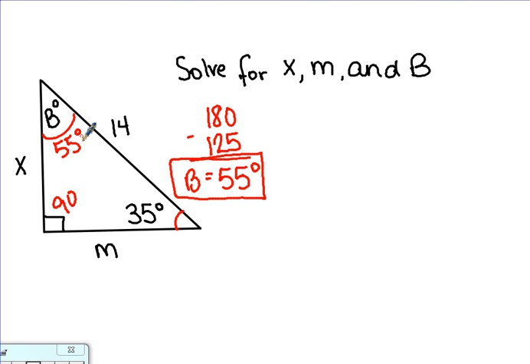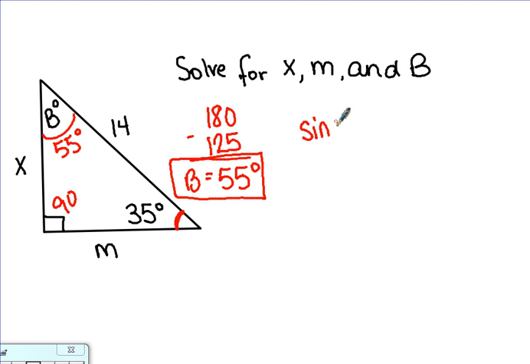We're going to use our trig functions, sine, cosine, tangent, to solve for m and for x. Again, I'm going to base mine off of this 35-degree angle. Side m is adjacent, and side x is opposite. So I want to use a function that deals with opposite and adjacent, but I also have to keep in mind that the only side I know is the hypotenuse. So I'm going to start off with finding x. X is opposite, and I know the hypotenuse. So the function that goes with opposite and hypotenuse is sine.